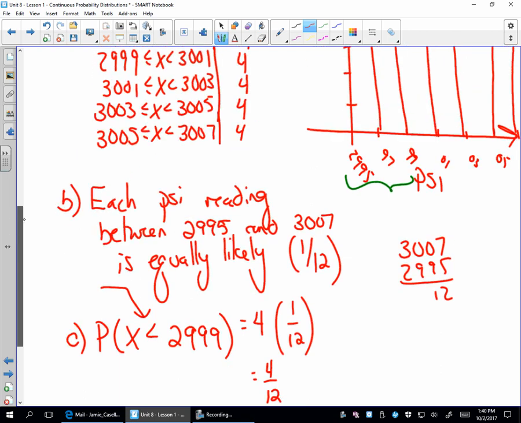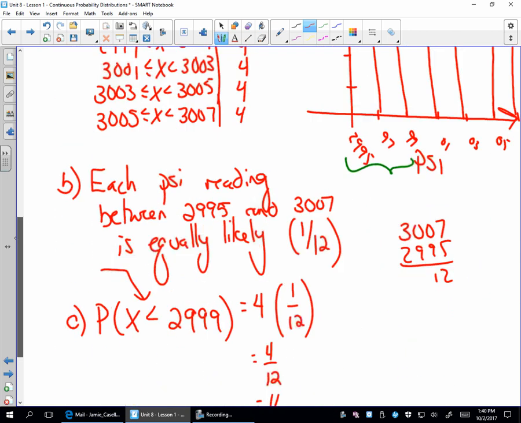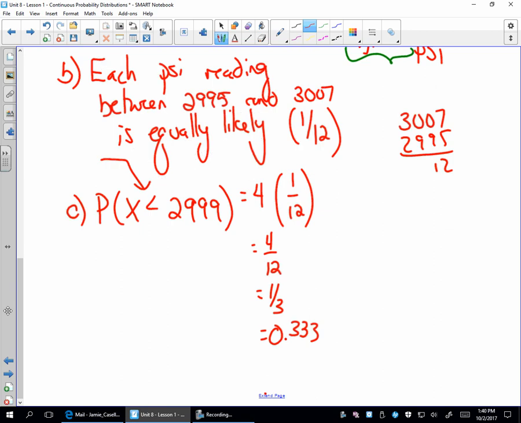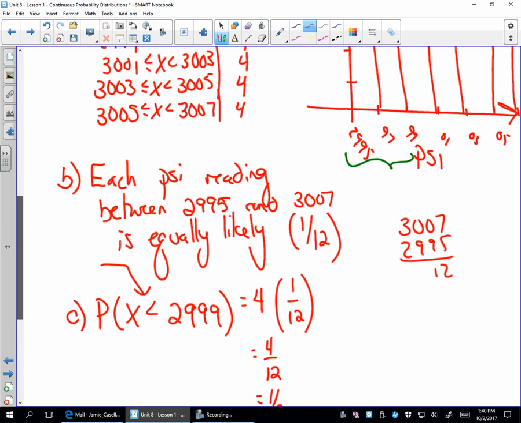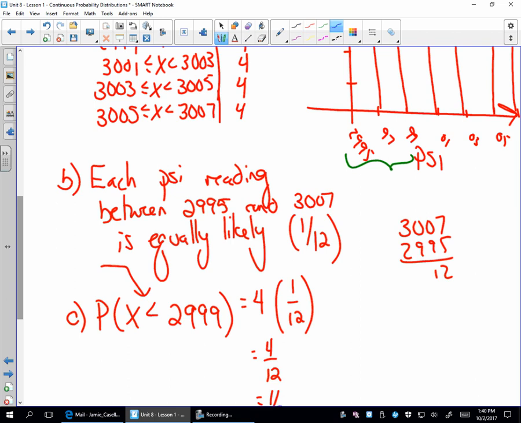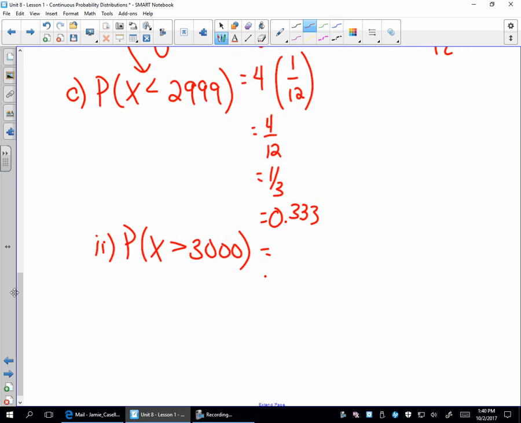If you try part 2 of that question, more than 3,000 psi. Well, how many things does that include? 3,000 psi goes from here, which is in the middle of this category, all the way to the end, all the way to 3007. So from 3,000 to 3007 is 7 different possibilities, 7 different readings, each of which is 1/12th probability. So we'll get 7/12ths.